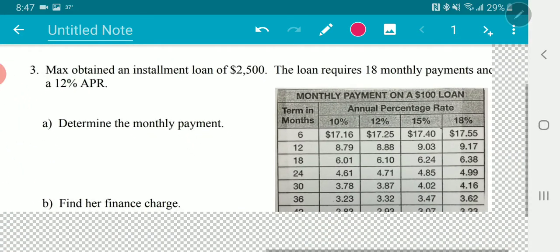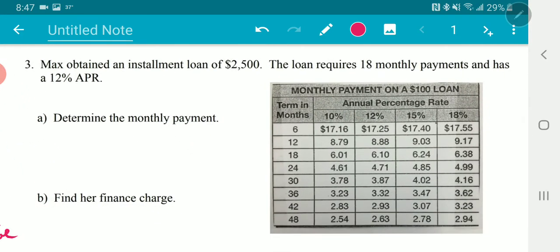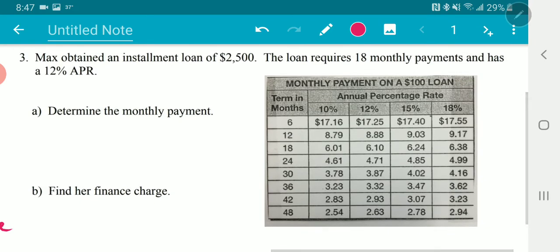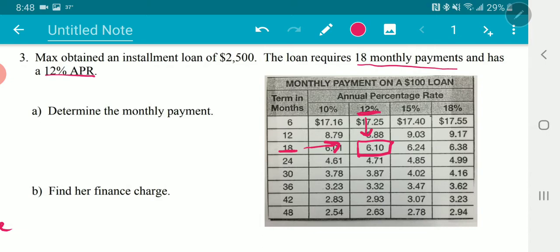It says Max obtained an installment loan of $2,500. The loan requires 18 monthly payments and has a 12% APR. So we have 18 monthly payments, 12% APR. These are the numbers we're going to need to figure out our table value. So 18 payments, 12%, it looks like my value is 6.10. For my amount financed here, I didn't have a down payment, so they're just giving me the amount financed right there.